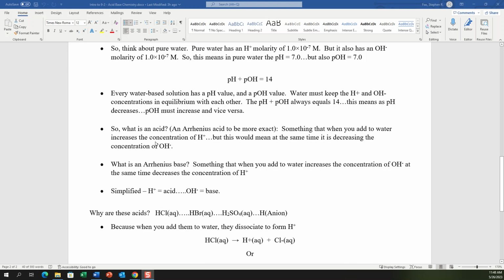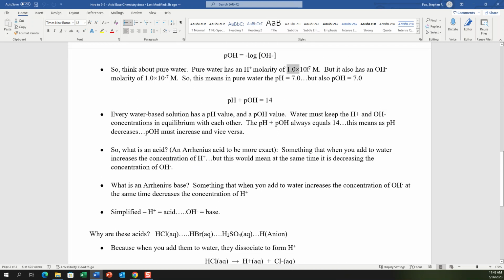All right, so now let's really talk about what an Arrhenius acid is. An Arrhenius acid is something that when you add to water, it makes the solution acidic, so it gives it a pH less than 7. But at the same time, it's going to make the pOH of that solution greater than 7. So what's really going on is that an Arrhenius acid is something that when you add to water, it increases the concentration of H+, increases it above 1 times 10 to the negative 7.